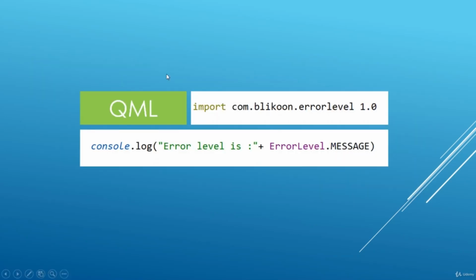In QML, you need to import your module, and you can access your enum values like this. We're going to go to Qt Creator and play with this.